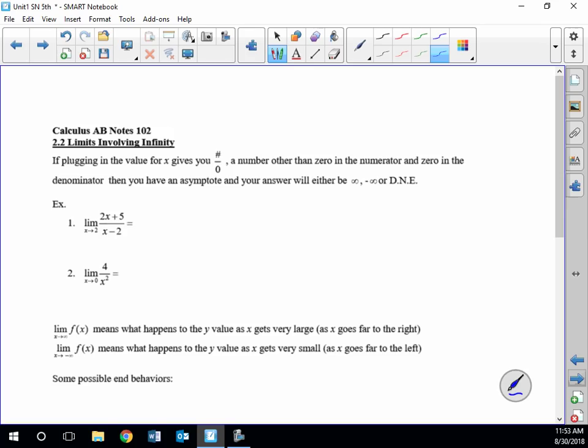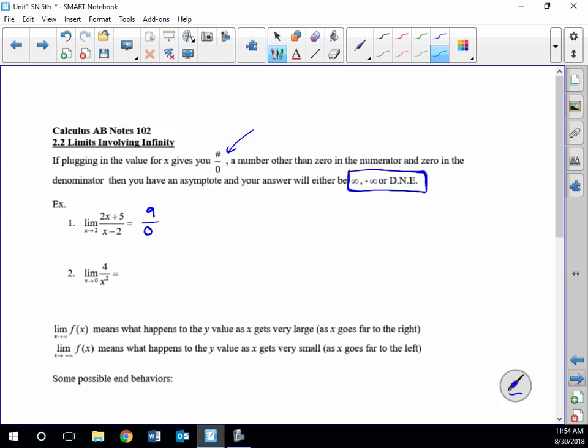And this time, if I try to plug in a number, like in our first example, I'll get 4 plus 5 is 9 over 0. Anytime you get a 0 in the denominator and a non-zero number in the numerator, that means that my answer is going to be one of 3 things. It's either going to be infinity, minus infinity, or DNE. So that's one of the 3 things.